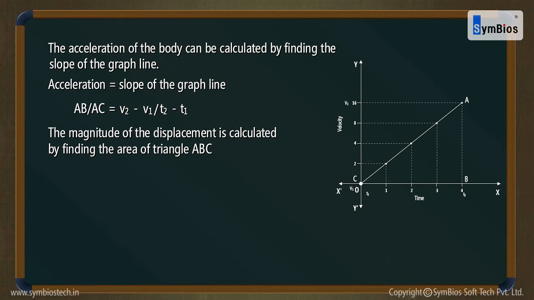The magnitude of the displacement is calculated by finding the area of triangle ABC, which is equal to half of base into height, equal to half AB into BC, equal to half into 16 meter per second into 5 second, that is equal to 40 meter.